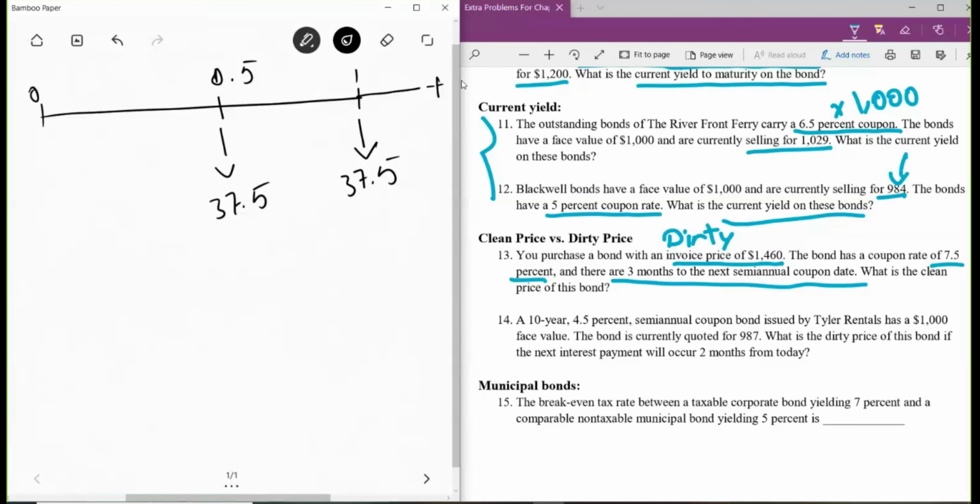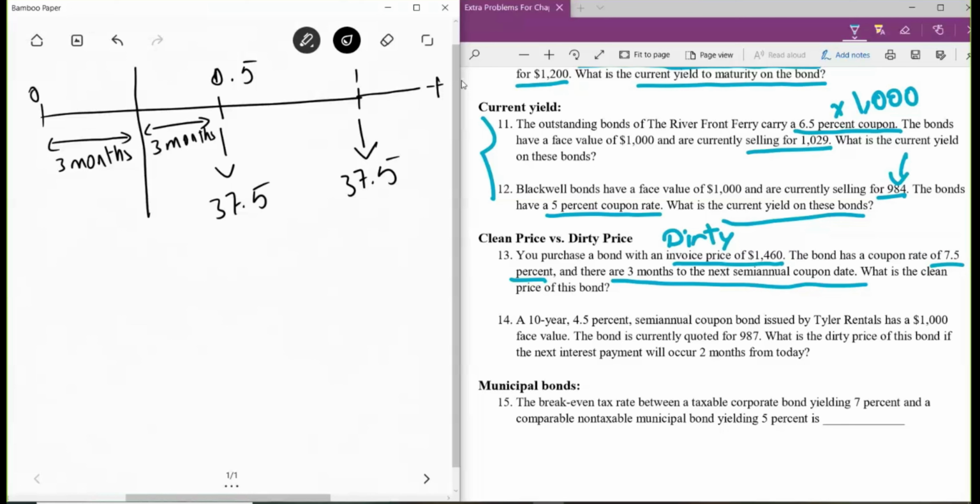Now, there are 3 months to the next semi-annual coupon date. This means that we are currently here. We have 3 months till the next coupon payment. So the number of months that passed since the last coupon payment is also 3 months.